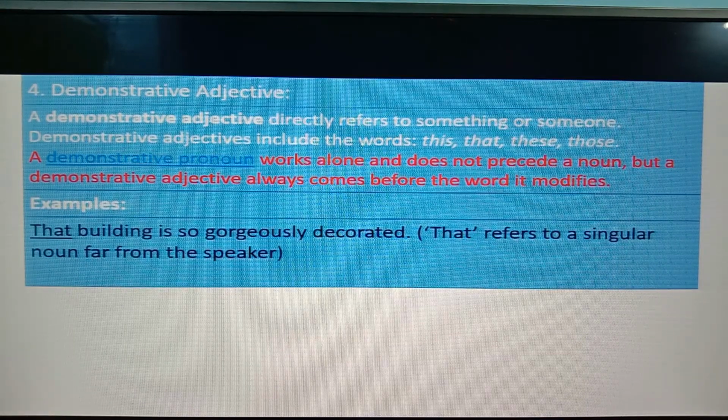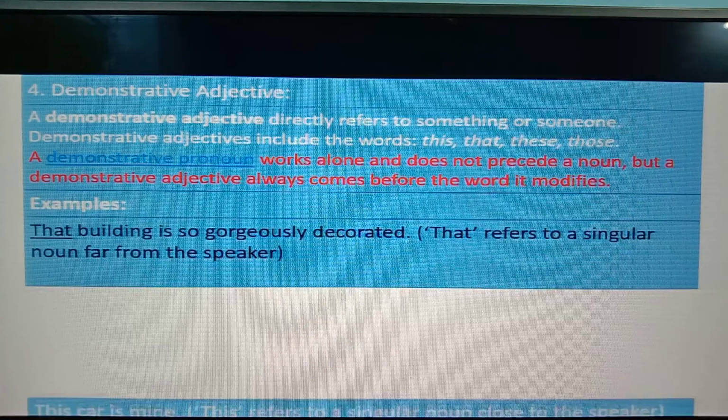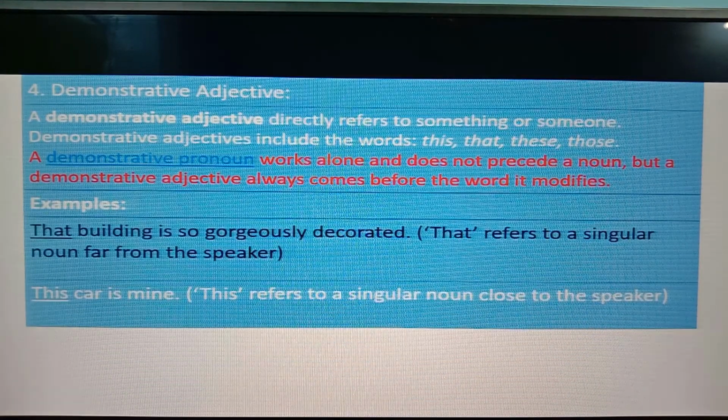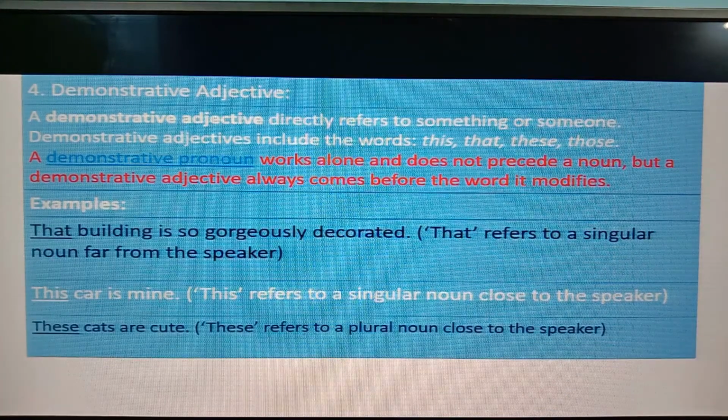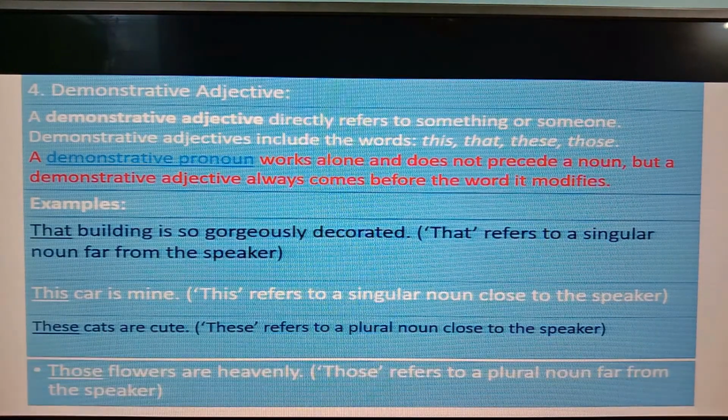That refers to a singular noun far from the speaker. This car is mine. This refers to a singular noun close to the speaker. These cars are cute. These refers to a plural noun close to the speaker. Those flowers are heavenly. Those refers to a plural noun far from the speaker.